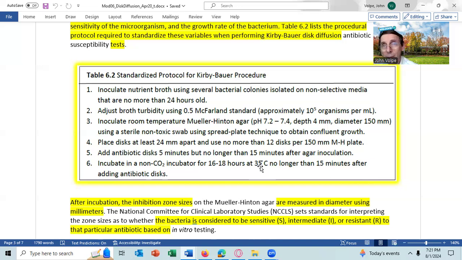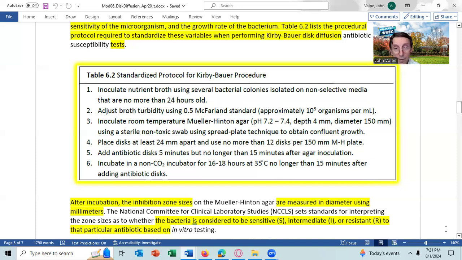If you grow at a higher temperature, the bacteria will be growing faster for some species, in which case the zone of inhibition size will be larger. But if you grow it at a temperature where the bacteria grow slower, the zone of inhibition will be smaller. All right, so those are some of the variables affecting the Kirby-Bauer diffusion method, affecting the zone of inhibition size.